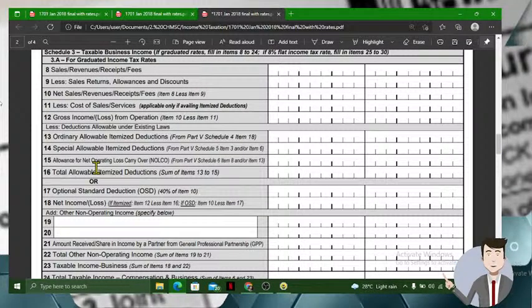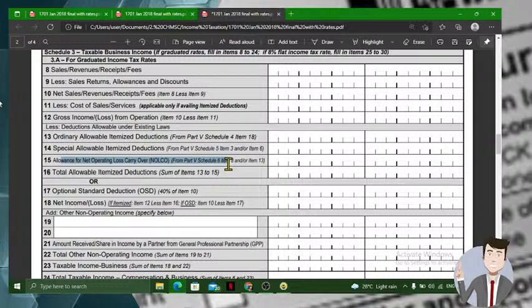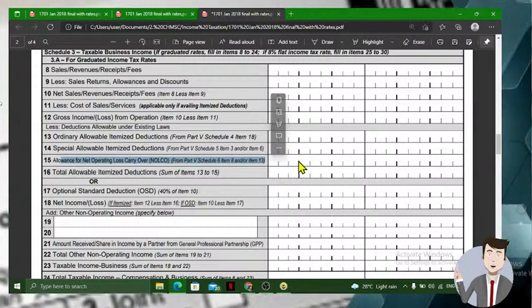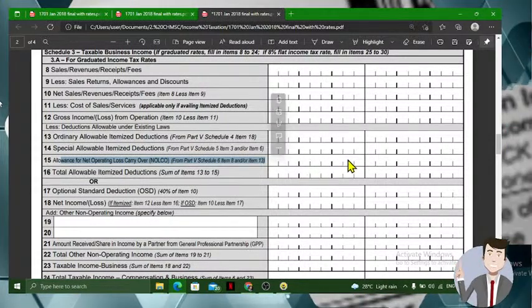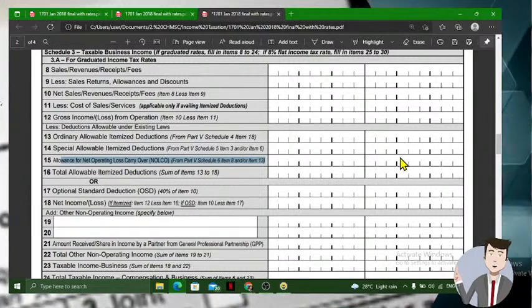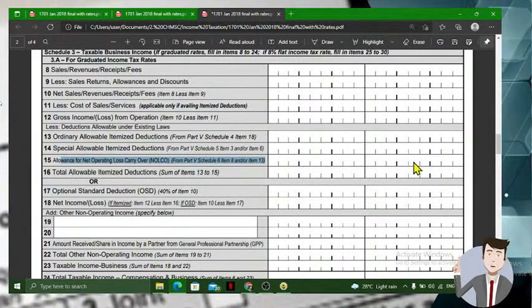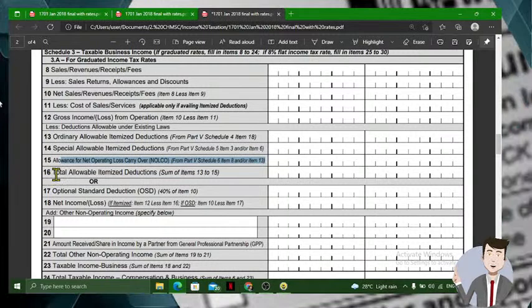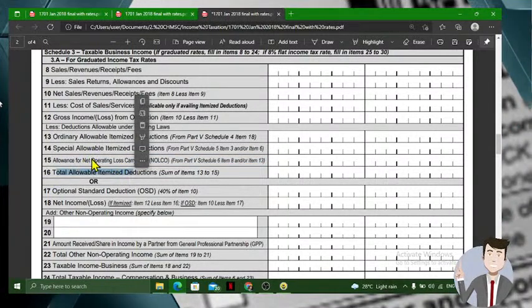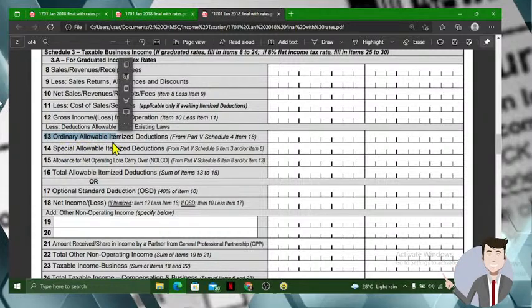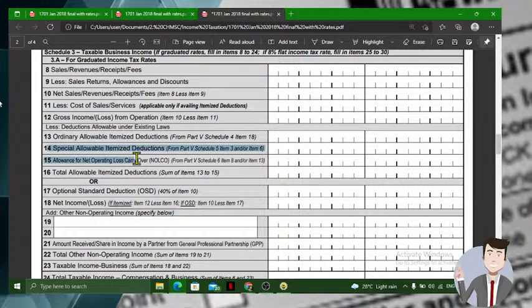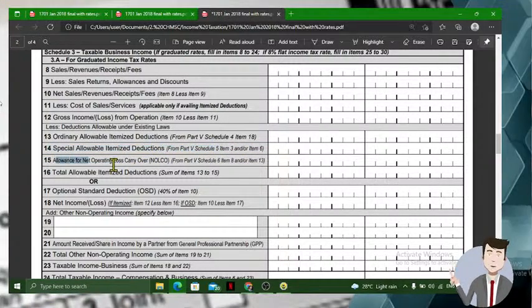Okay? So that would be item number 15. That is what I will explain. You have to indicate the amount computed earlier in this space provided for the taxpayer and for the spouse. Okay? Number 16 will be the total allowable itemized deduction. That would be the sum of your item number 13, your itemized deduction, item number 14, if ever you are allowed a special deduction, then your NOLCO.